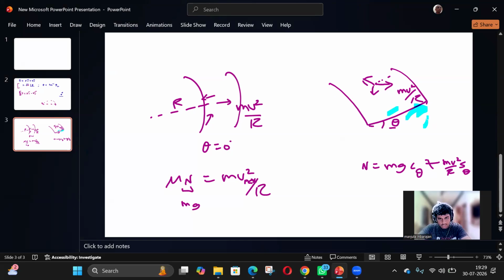So this situation will give me V min. If velocity is too high, then the car will try to skid outwards. So friction force will oppose that, it will be inwards. So this condition will give me V max. So velocity has to be between these two limits, V min and V max.